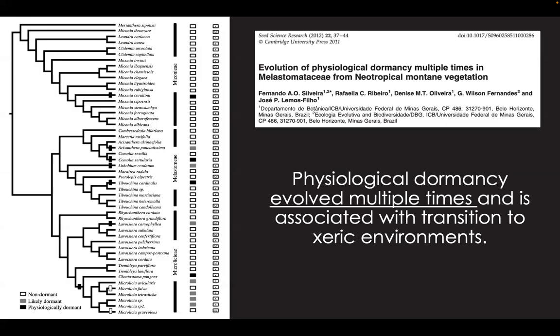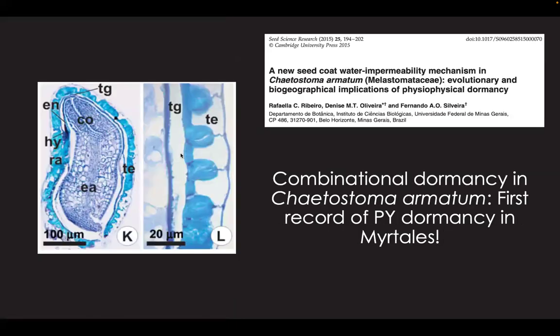And if that wasn't fascinating enough for you, we have a really interesting case of combinational dormancy. This is the species Chaetostoma armatum, also from the Campo Rupestre. What was found in this study is that not only do these embryos have physiological dormancy, but they also have physical dormancy. Physical dormancy is probably a form of dormancy that is more familiar to all of you, where the seed coat is water impermeable.